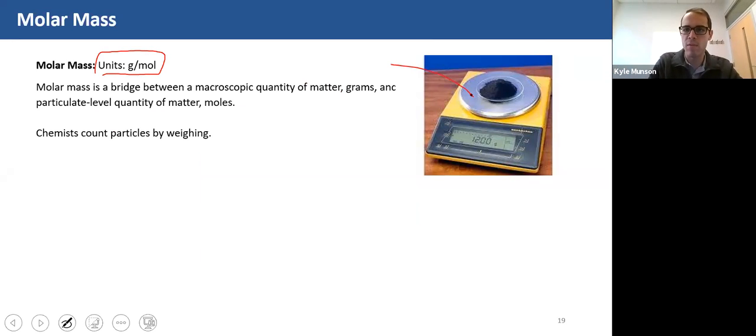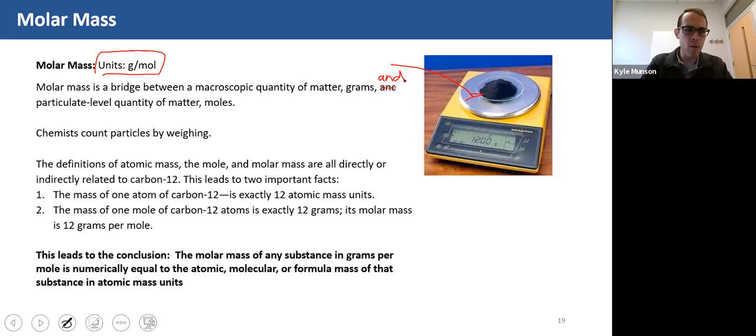And here's another example of weighing it out on a balance, a certain amount of carbon. And the molar mass is a bridge between the macroscopic quantity of matter, which is grams, and the particulate level quantity of matter, moles. So we count particles by weighing them in the lab. In this case, we put some carbon on a balance. We calculate its mass in grams, and then we can calculate the number of moles it has and the number of particles, okay? We don't sit there and count particles. We'd be there for eons because there's so many of them.